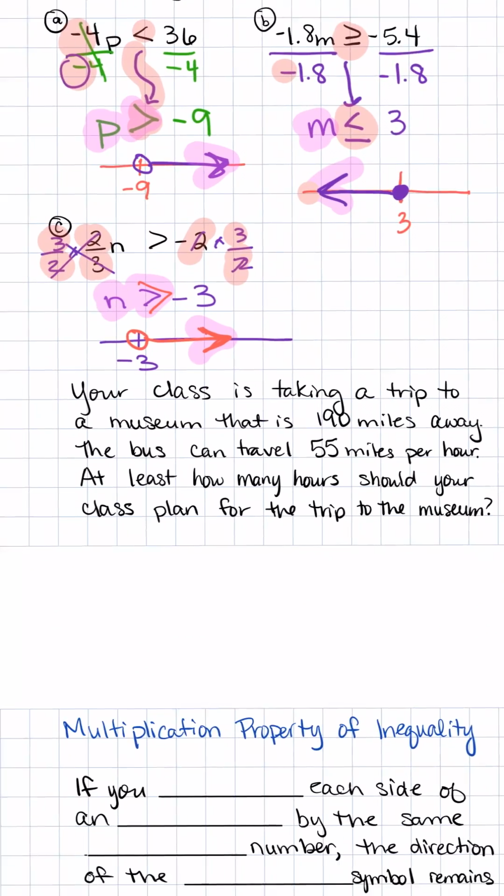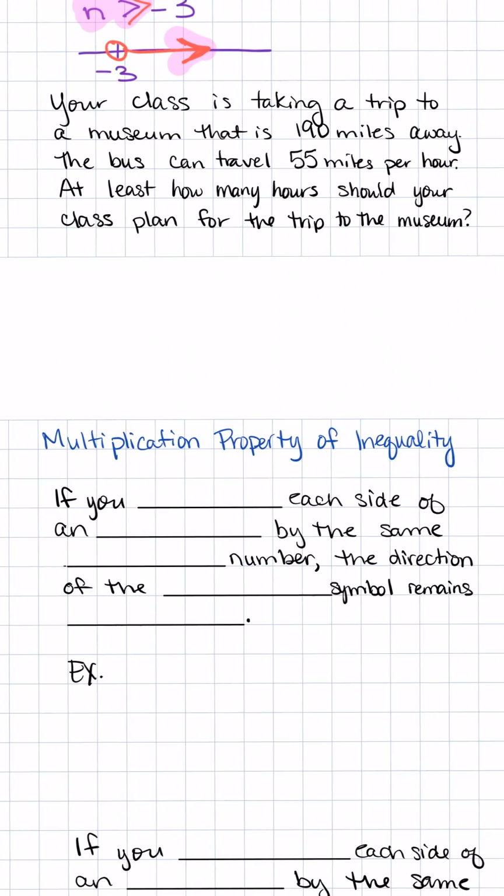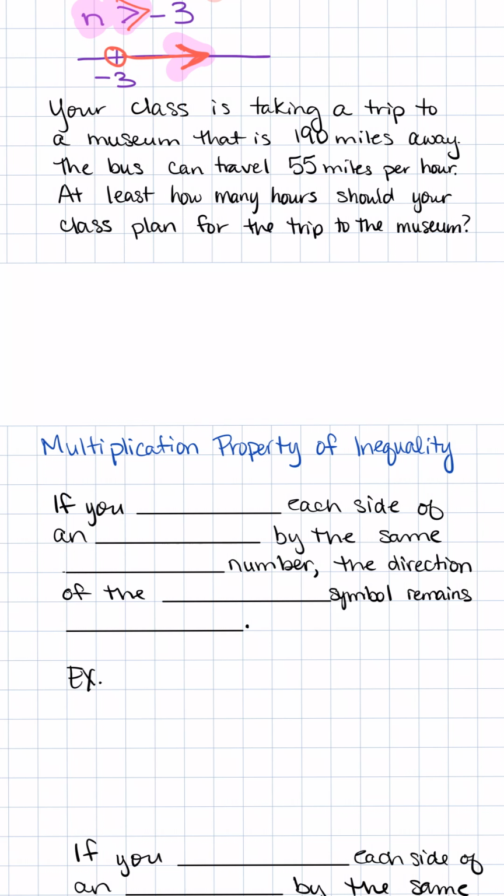Okay, so your class is taking a trip to a museum that is 190 miles away. The bus can travel 55 miles per hour. At least how many hours should your class plan for the trip to the museum? So for this, we've got to put together an equation. It is 190 miles away, and we need how fast the bus can travel. So let's let H equal the number of hours.